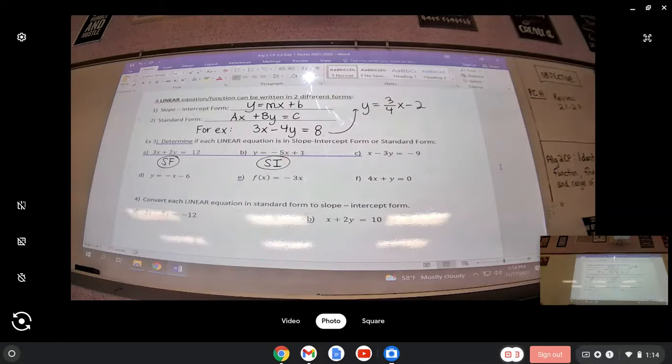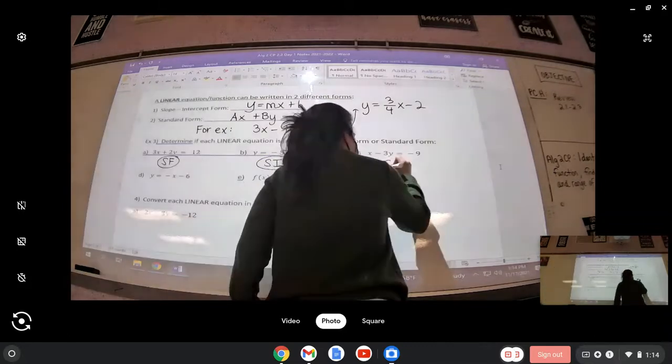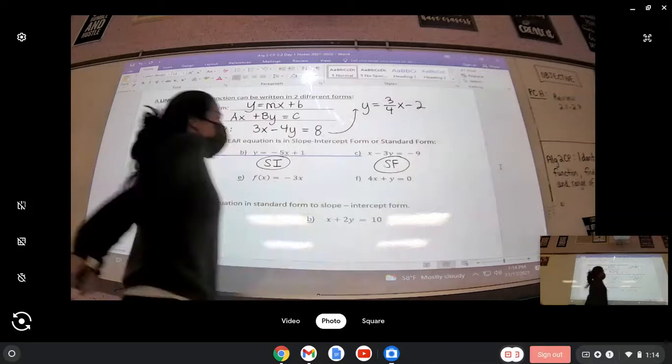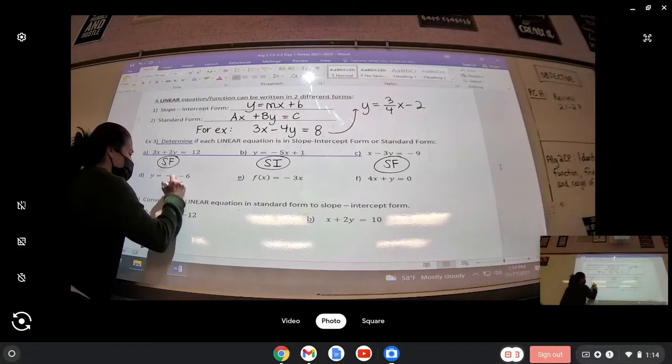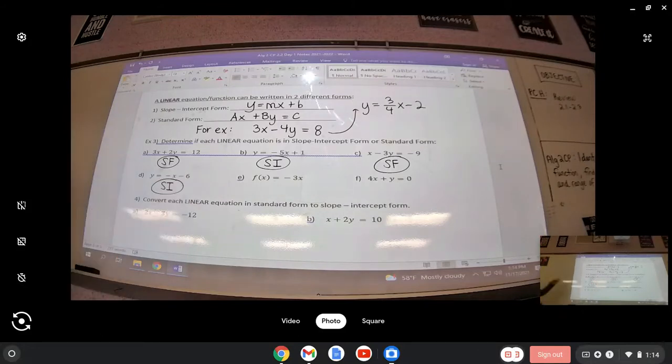All right, what about C? Is that slope-intercept or standard? Ooh, standard, you have to solve that one for y. All right, what about D? Is that slope-intercept or standard? Slope-intercept. They got y by itself for us. That's our favorite. He's in y equals mx plus b form.